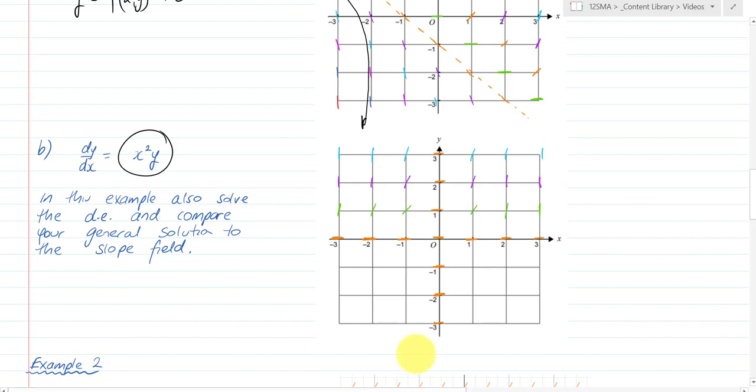Doing them in reverse though, I get x squared y, but y is negative this time, so my gradient is negative, but I get the same values, so it's just negative 1, negative 4, negative 9, and then in purple, I haven't finished all the greens, negative, negative, negative, I get the same here in purple.